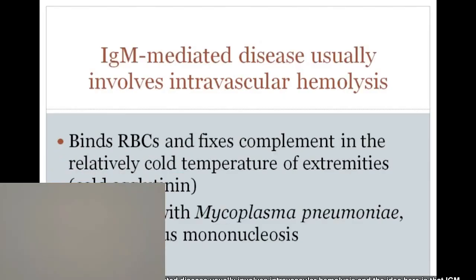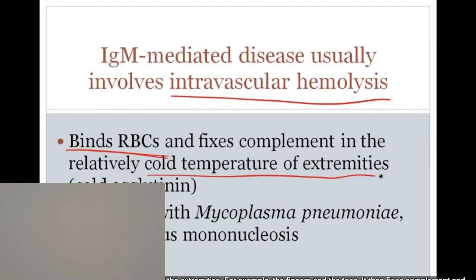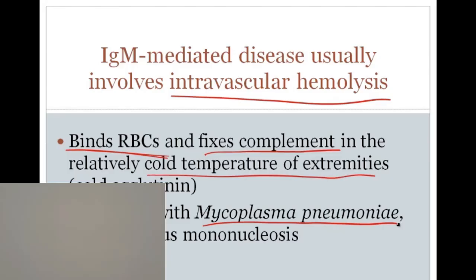IgM-mediated disease usually involves intravascular hemolysis. The idea here is that IgM binds RBCs, usually in the colder temperature of the extremities, for example, the fingers and the toes. It then fixes complement, and that results in formation of a membrane attack complex, which then results in intravascular hemolysis. This is associated with two very high-yield concepts. Number one, Mycoplasma pneumoniae. Patients with Mycoplasma pneumoniae can subsequently develop an autoimmune IgM-mediated intravascular hemolysis. Also it can be seen with infectious mononucleosis. So those are a couple of high-yield associations for IgM-mediated autoimmune destruction of red blood cells.